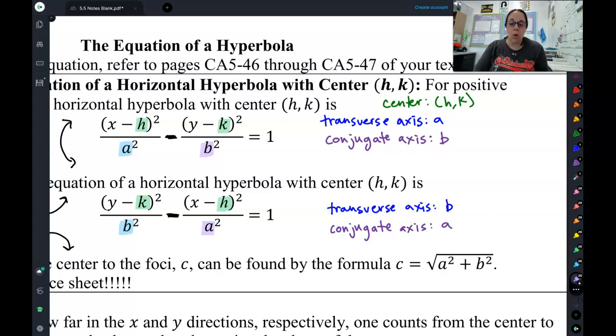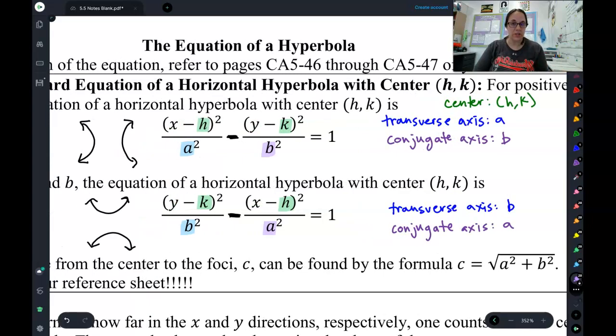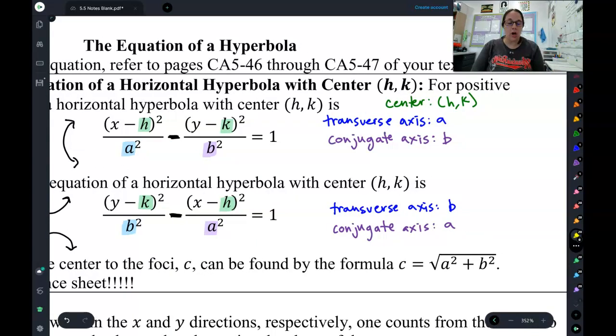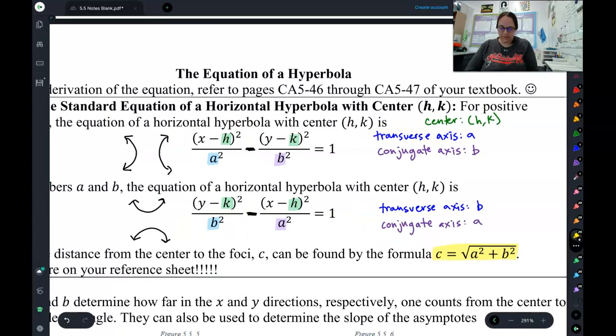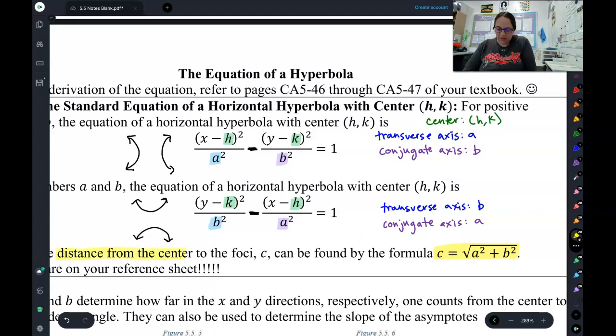So those are the important parts of our equations. Remember, these equations are on your reference sheet, so you don't need to memorize them. You just need to be able to know what each part of the equation does. The last thing I want to mention, also on your reference sheet, is the equation for little c. Remember, this is the distance from the center to the foci. That's what that little c calculates.